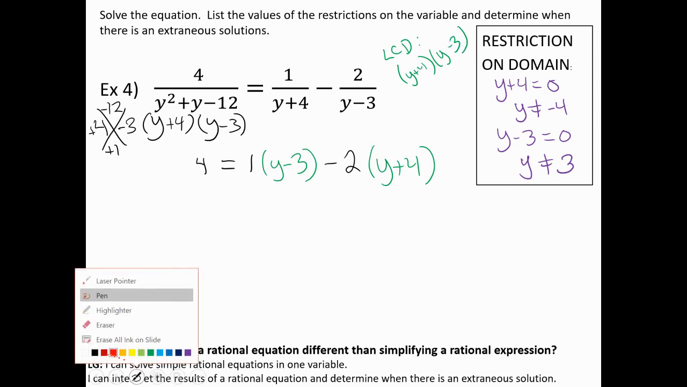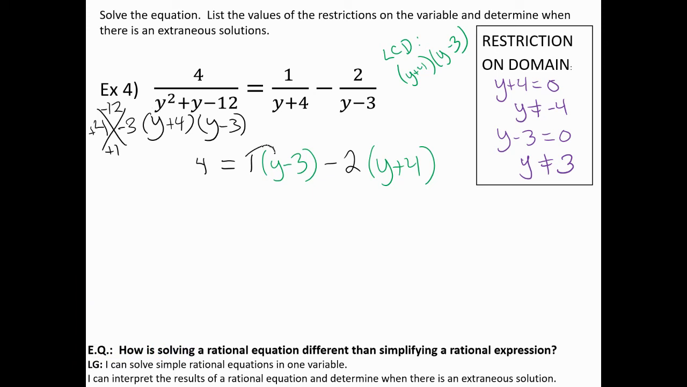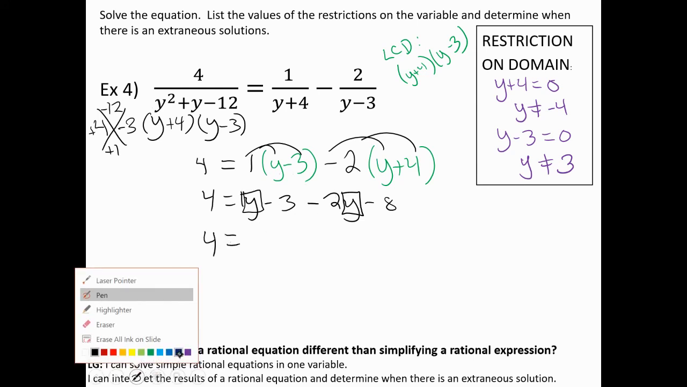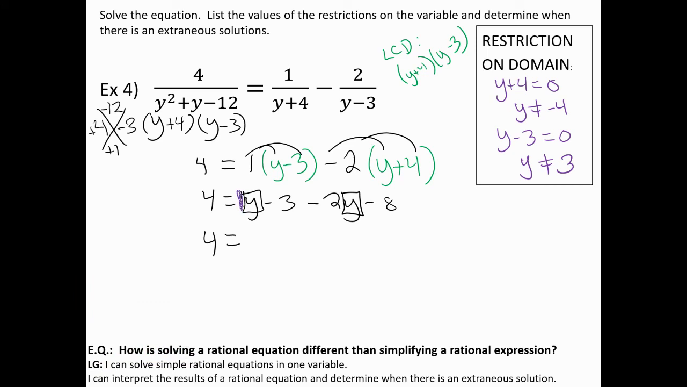All right, so let's finish this up. I'm going to distribute. So we're going to have 4 equals y minus 3. You like the 1, put the 1 in front. We're going to have negative 2y minus 8. Distribute that 2 to everything. Now we're going to combine like terms. That y and this y combine. So 1 minus 2. We'll just do it in a different color so you can see. 1 minus 2y is going to be negative 1y. And then these are like terms. Negative 3 minus 8 is going to be negative 11.